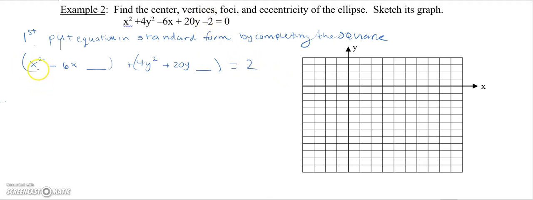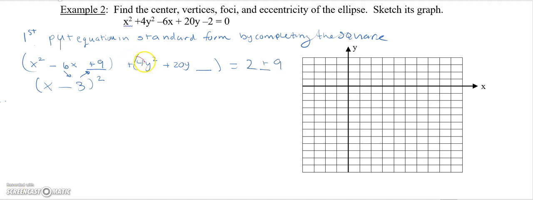So in order to complete the square, for this one, there's no coefficient of x squared, so it's just x squared minus 6x. You take half of that number, which is 3, and you square it, and I added 9 up here. So I added 9 to this side, so I have to add 9 to the other side.